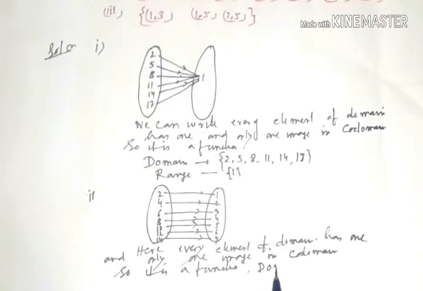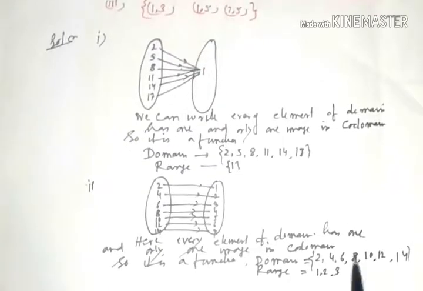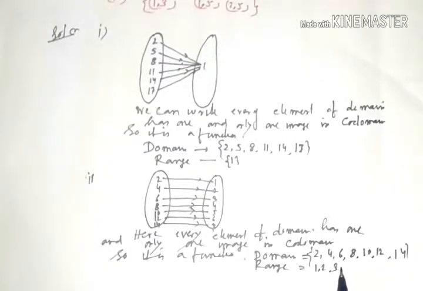The domain is 2, 4, 6, 8, 10, 12, 14. Range: 1, 2, 3, 4, 5, 6, 7.